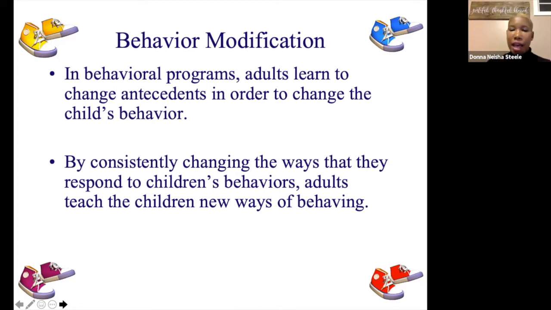The same thing applies for the consequence, which the second statement kind of alludes to. By consistently changing the ways that we respond to children's behavior, adults teach the children new ways of behaving. So the child has done a behavior, a negative behavior, an undesired behavior. How do we as adults react? This is what this statement is saying. Your reaction to the behavior, consistently, will determine if the child continues with the behavior.